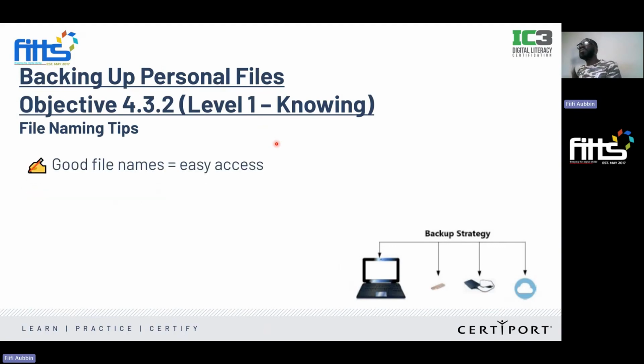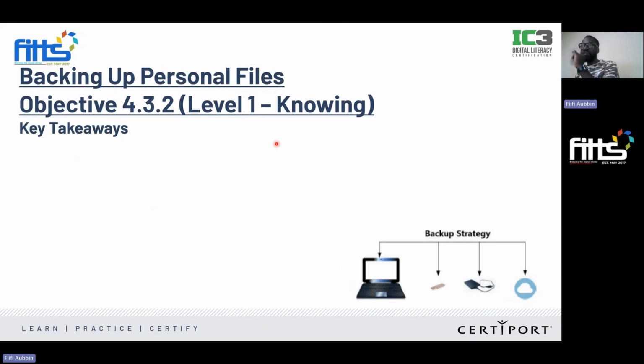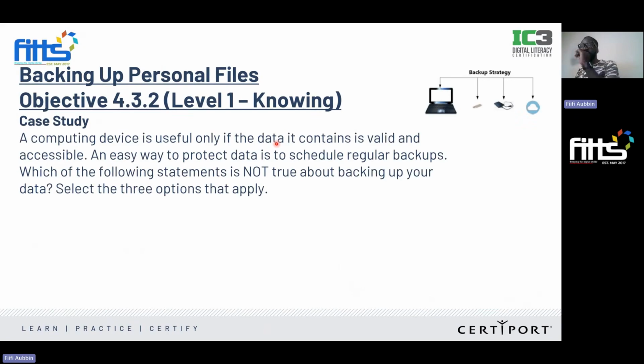Then good file names equate to easy access. The names should be short, clear, and consistent. It shouldn't be overly confusing. So you need to avoid special characters. You don't name files with special characters and long, confusing names. So keep it short, clear, and consistent. So what's the key takeaway here? Always back up your files. Use different storage locations. Protect personal files first. Then you need to stay organized.